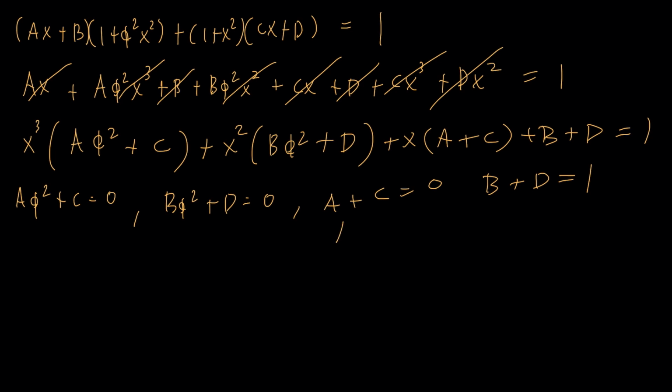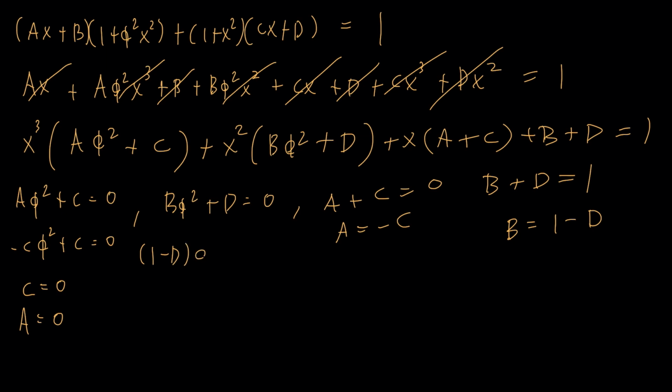So we have a equals negative c, but that means that negative c phi squared plus c is equal to 0. But for this expression to be true, it follows that c has to be 0. But because c is 0 and a is negative c, then it is also the case that a is 0. Over here we'll have b is equal to 1 minus d.